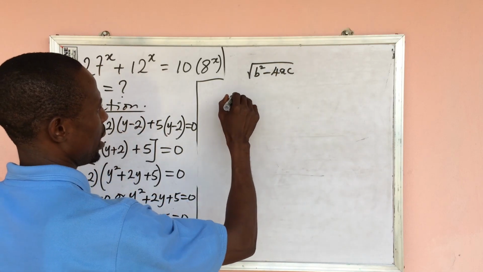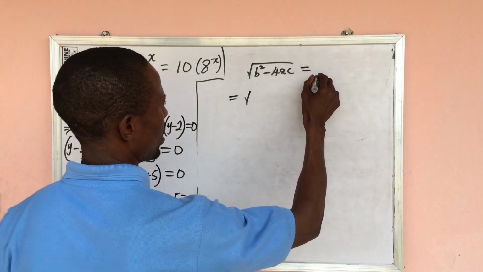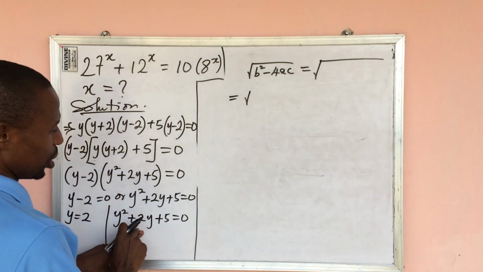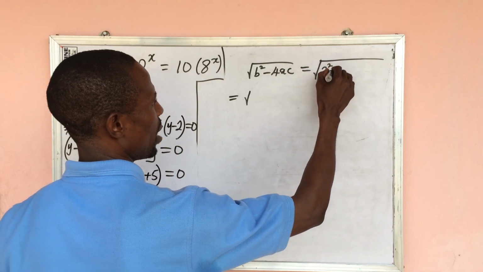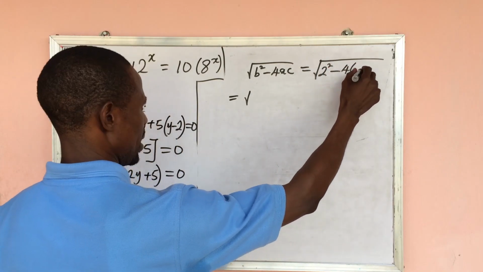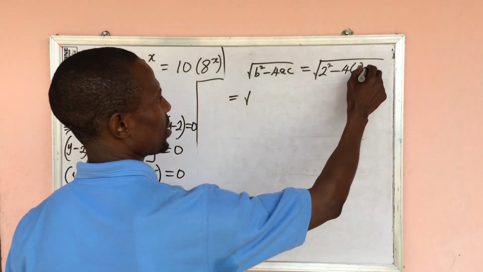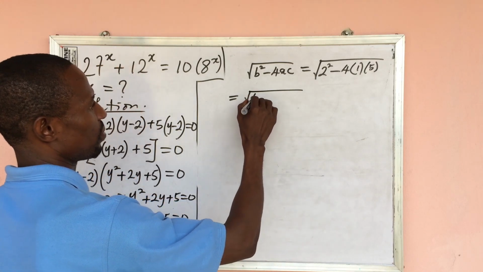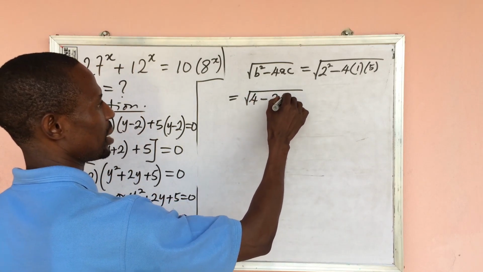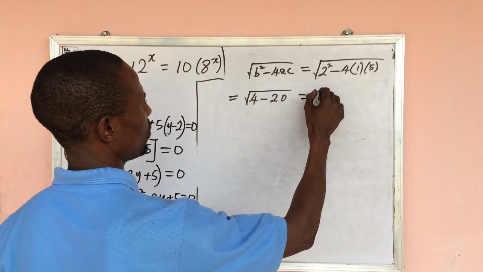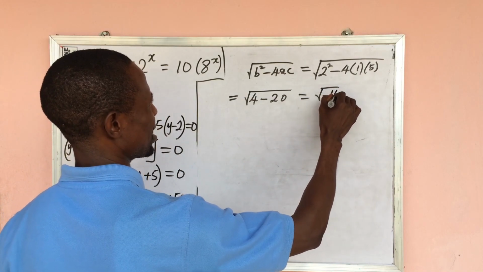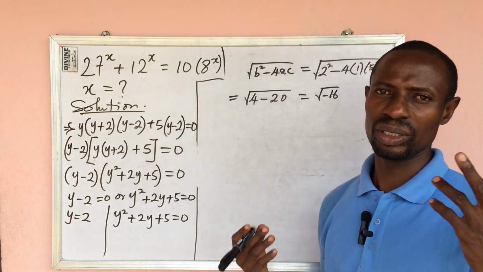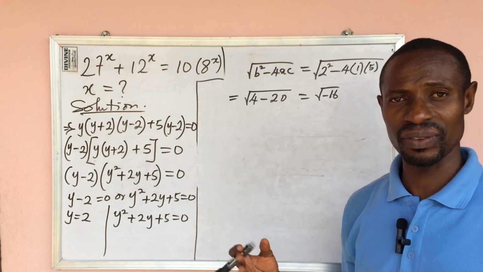If we do this, let's write it on this other side, this automatically will give us, our b is 2, so we have here 2 squared minus 4, our a is 1, and our c is 5, so we have here 5. So automatically, this will give us 4 minus 20. And this will in turn give us root minus 16. So automatically, this will give us an imaginary root. And we don't want the imaginary root here. We're only solving for the real root.